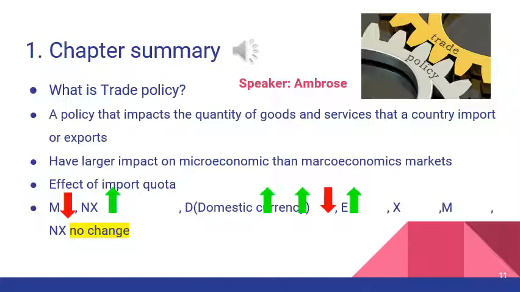As you can see, the M will decrease and the NX will increase, and the demand for the domestic currency will increase, which will increase the real exchange rate. This will decrease the X, then it will increase the M, and in the end there will be no change in the NX. I will repeat it again: there is no change in the interest rate because nothing happens in the loanable funds market, and there will be no change in the net exports, therefore leaving no change in the net foreign investment, even though an import quota reduced the imports.